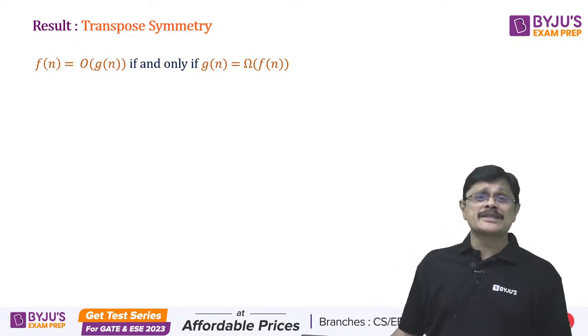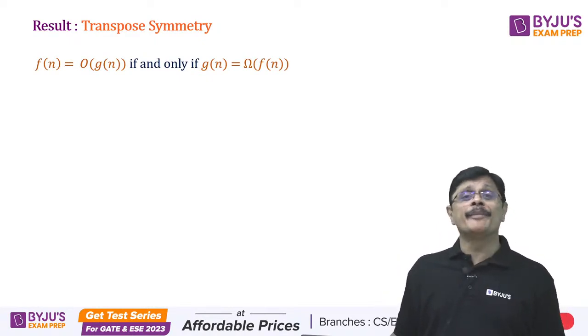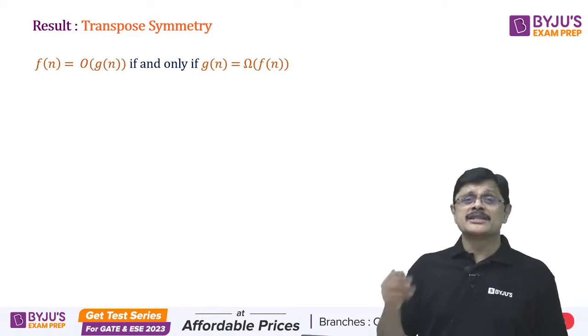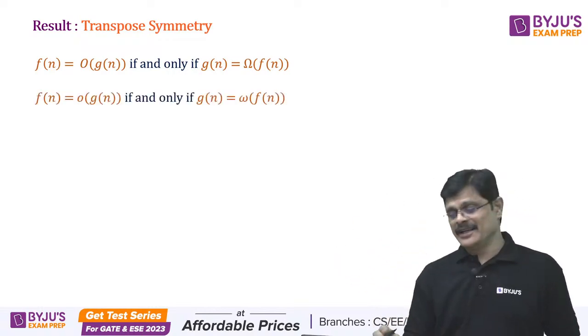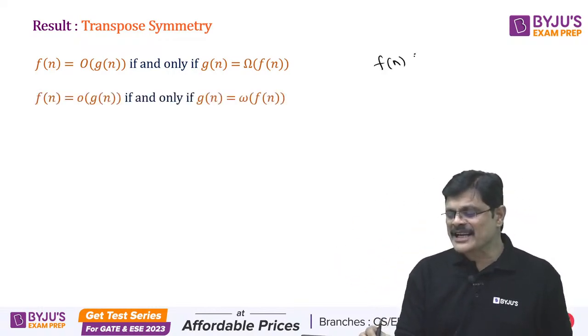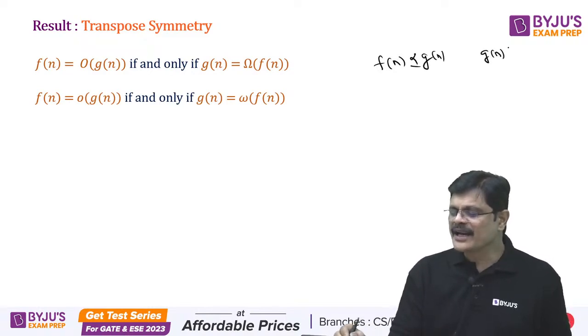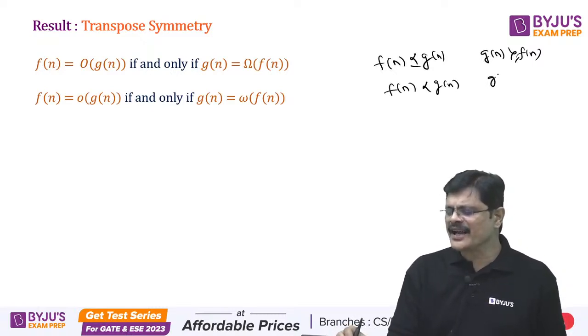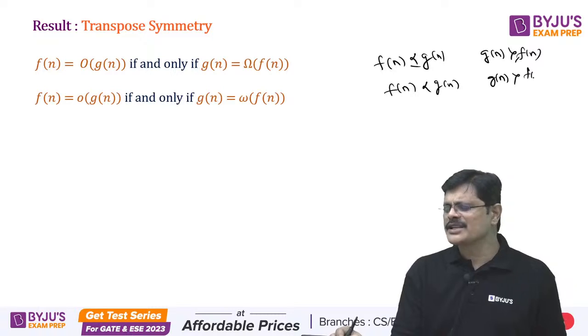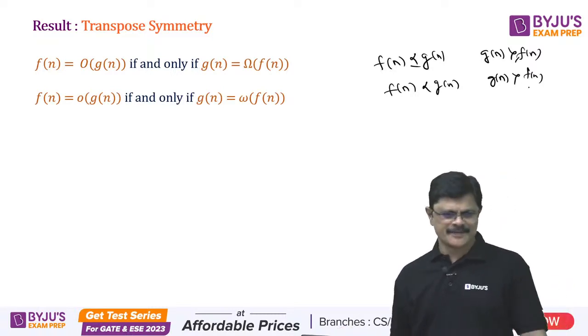See, transpose symmetry is satisfied only by big O, big omega, and small o, small omega. Suppose f(n) is big O of g(n), then g(n) is big omega of f(n). That is simple, sir. If f(n) is less than or equal to g(n), then g(n) is greater than or equal to f(n). Similarly, if f(n) is smaller than g(n), then g(n) is larger than f(n). That is the simple logic for these properties.